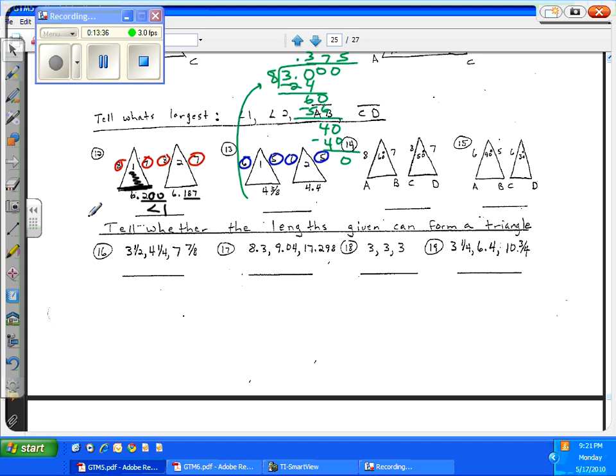So we have 4.375 compared to 4.400. This one is 400 thousandths. This is 375 thousandths. 400 thousandths is bigger. This has the larger third side. Therefore, it has the larger included angle. Therefore, angle 2 is the larger of angle 1 and angle 2.